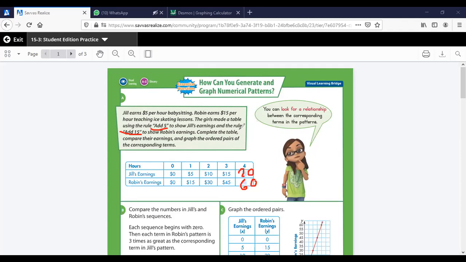Okay, I want to graph it. Now to graph a table, we need to start by doing one thing, which is what? By writing the ordered pairs. So step number one: write the ordered pairs. Now, how do we write the ordered pairs? Look, the ordered pairs are the elements of the table.